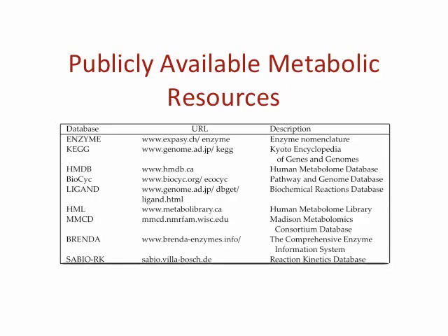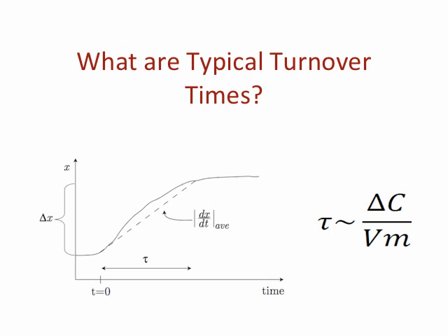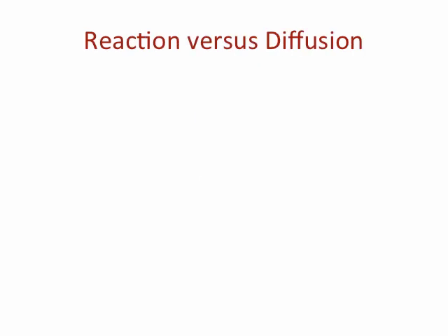Now we can estimate typical metabolic fluxes. We'll start by looking at the turnover times, and we had talked about in lecture 2 that you can estimate the turnover times by looking at the magnitude of a change, which we're going to take as being the concentration, and divide by the average flux or average rate of change to do that. So let's estimate some time constants.